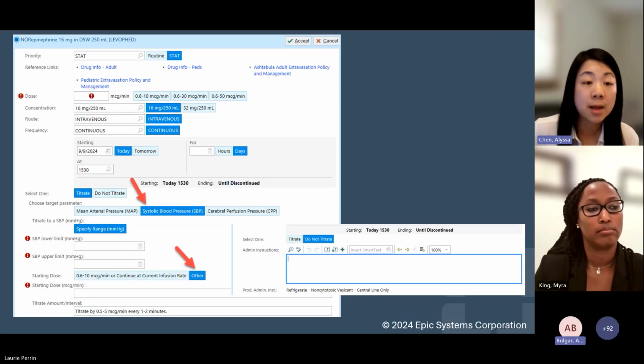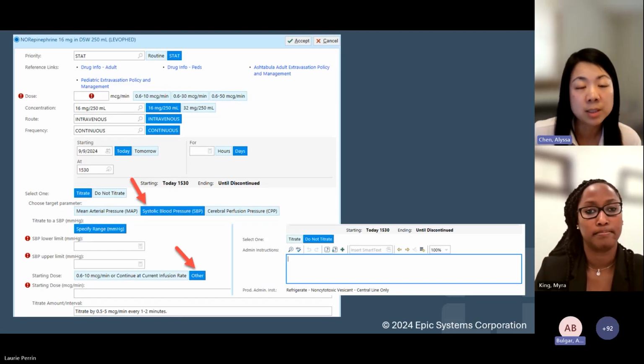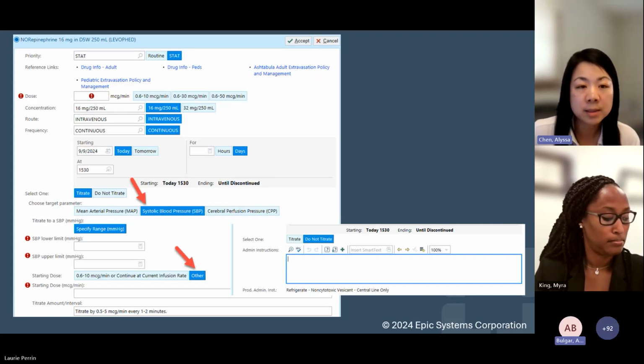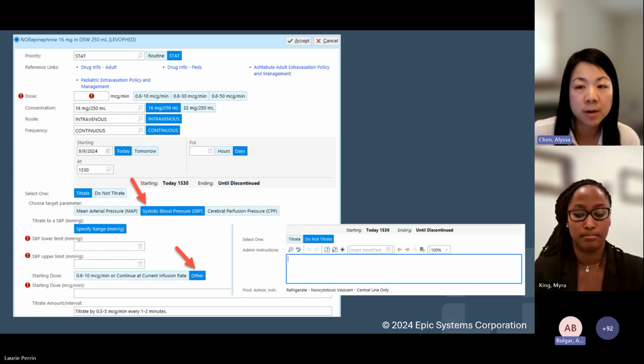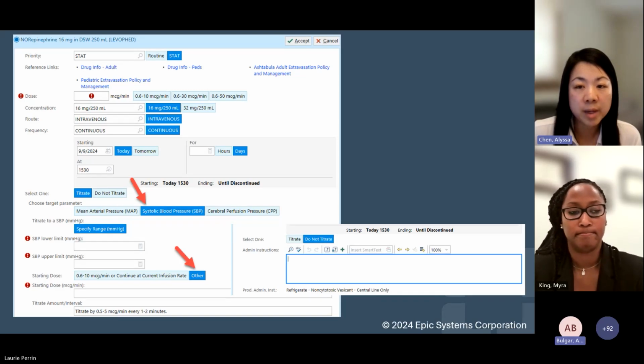So if they select another target parameter, so in this case, systolic blood pressure, this one only has the specify range option. There are no other goal buttons like we saw for the MAP where it had like 60 to 65, 65 to 70. This is because at the time that they implemented this, providers were unable to come to a consensus as to what the buttons should be. So we had to basically require just this specify range.